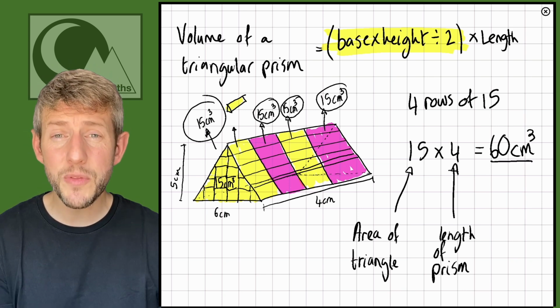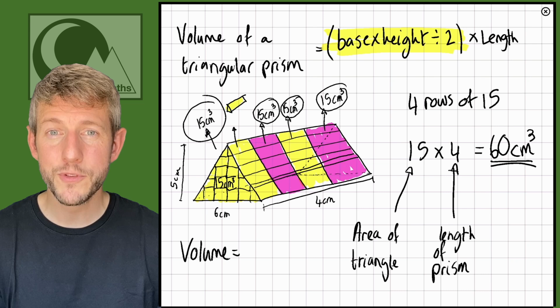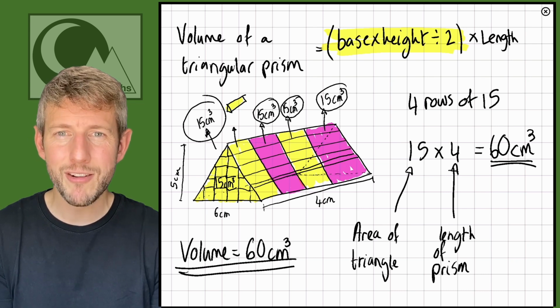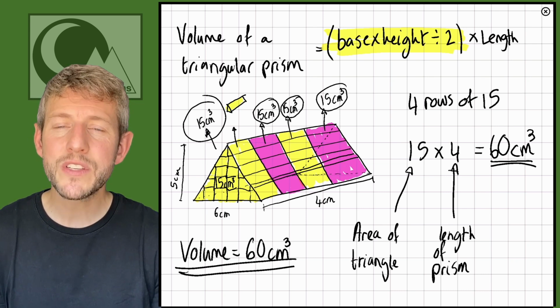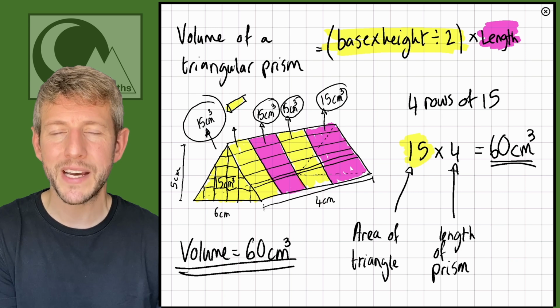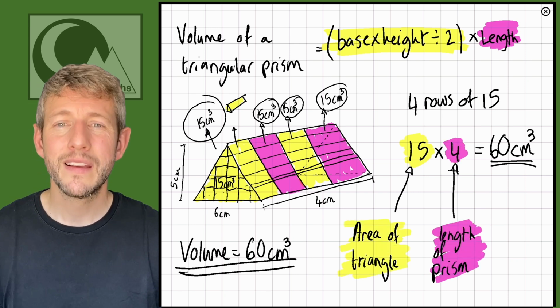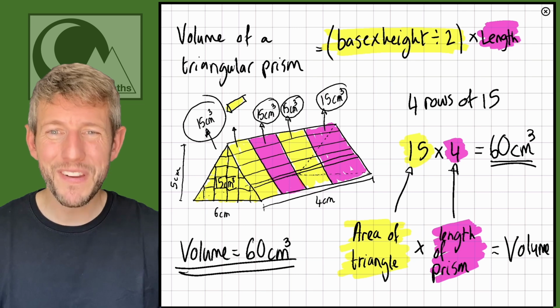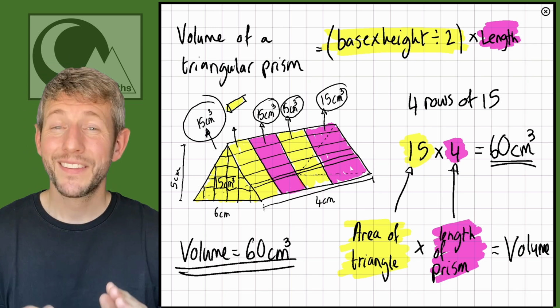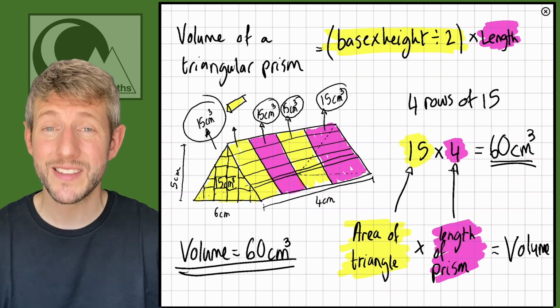Okay, so that's where this volume comes from. So we find out the area of the face, and then we times it by the depth, because the depth tells us how many rows of that we have. So there we go. So hopefully that would make sense. Hopefully this tutorial is going to make more and more sense as we go through.